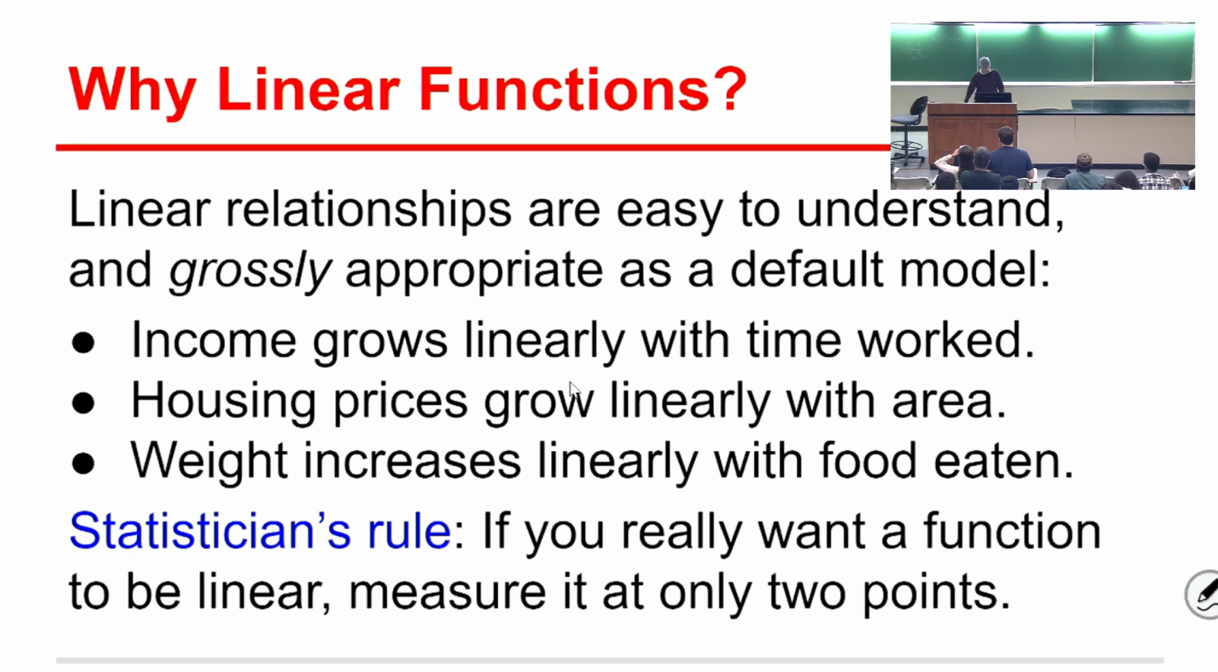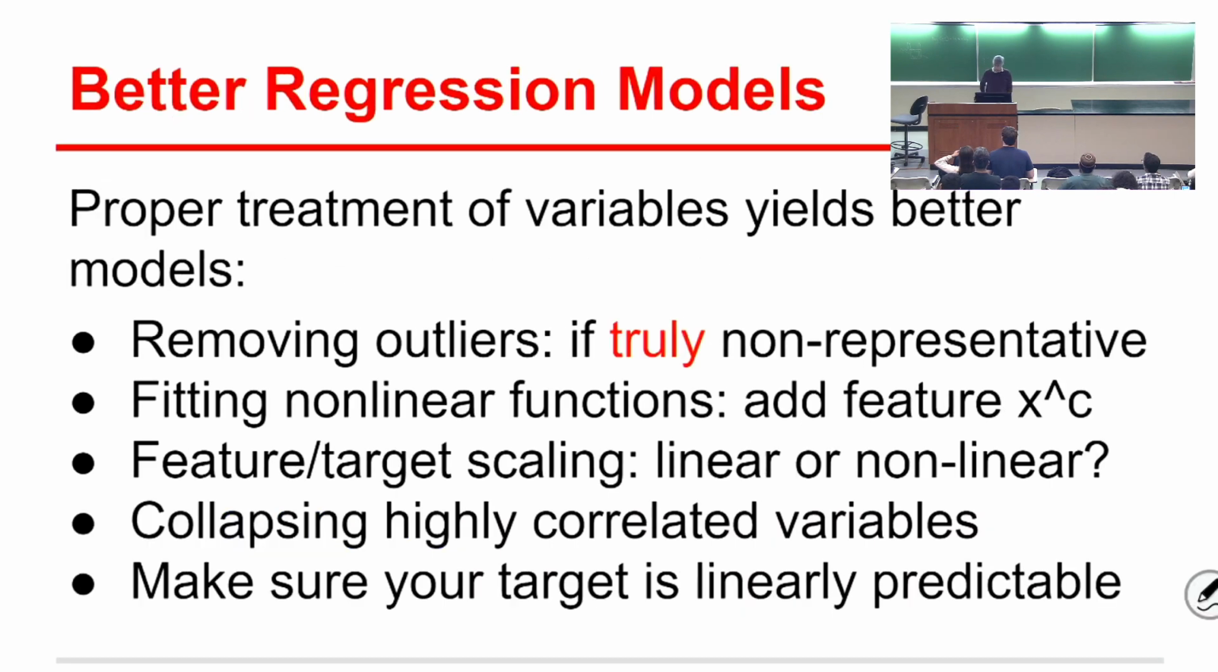So we like linear functions. If you really want the relationship that you observe to be linear, measure it at only 2 points. Does everybody agree with that? If you measure it at 2 points, what is the best fit for it? A straight line. Hopefully you have a world where there's a real relationship, and when you see more points, you'll validate it.